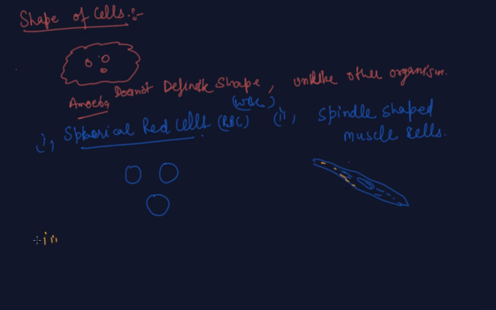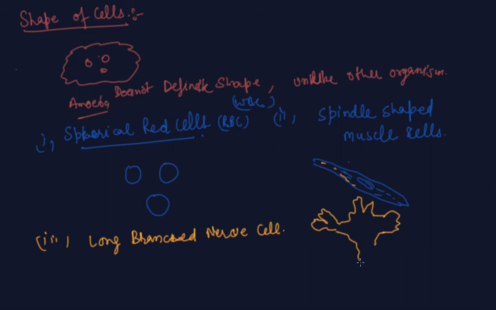The third type is the long branched nerve cell. Our nervous system is made of these cells. They are like the branches of a tree. So these are called long branched nerve cells. Can you guess which part of the cell gives its shape?